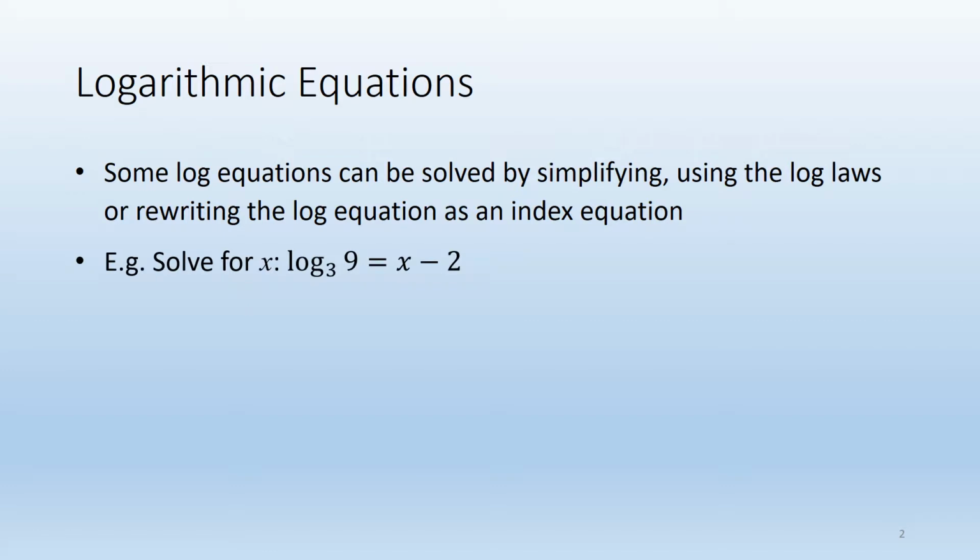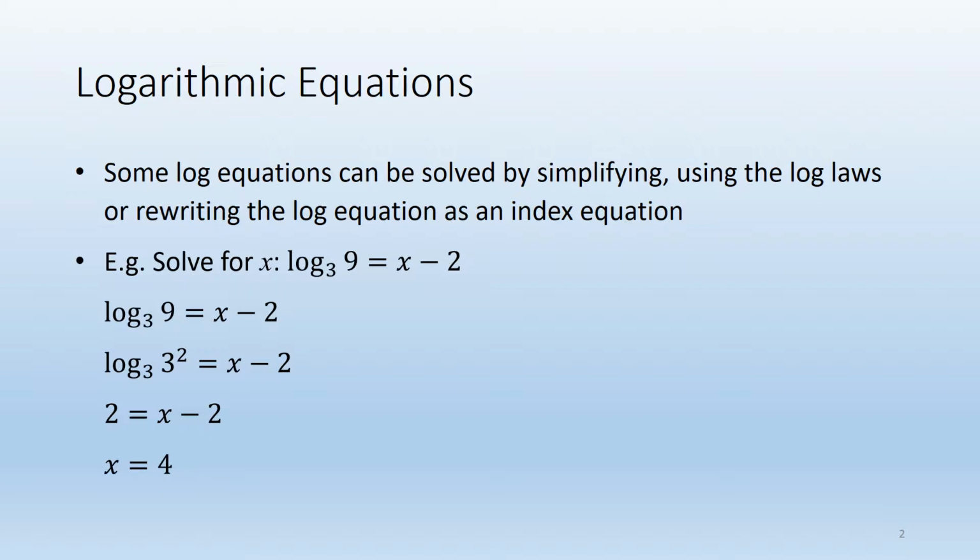For example, we're asked to find x here when we know that log base 3 of 9 equals x minus 2. So we'll start off with the equation, and we'll observe, of course, that the 9 is 3 squared, so we can simplify that left-hand side, which comes out to be 2. So 2 is equal to x minus 2, so therefore x is equal to 4.